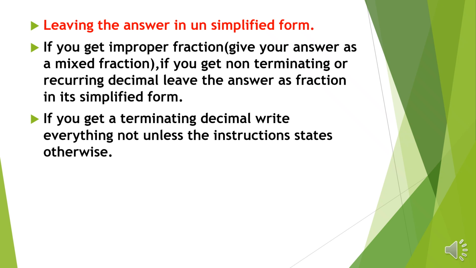If you get a terminating decimal, write everything, unless the instruction states otherwise. So you write everything the calculator displays, unless the instructions say something else, maybe give your answer to a certain number of decimals. That's when you give your answer according to those instructions. But if the instruction does not tell you to leave your answer maybe to 4 significant figures and so on, and you are getting a terminating decimal, then write everything the calculator displays.